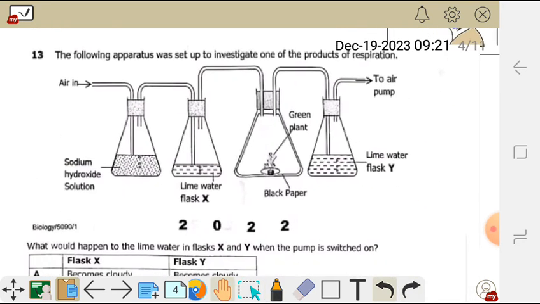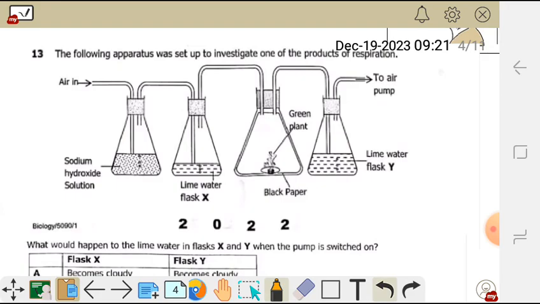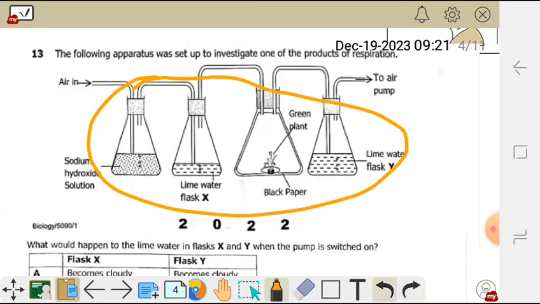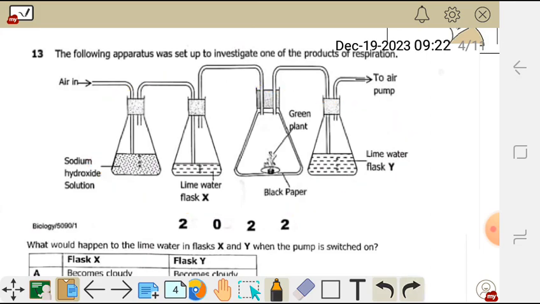Question 13. The following apparatus was set up to investigate one of the products of respiration. So remember this word, respiration. So this was set to investigate one of the products of respiration. Okay, so we have air here. Then in the first flask, we have an aqueous solution of sodium hydroxide. And then from there, in the second flask, we have lime water. And in the third flask, we have a green plant there. And in the last one, we have lime water as well.